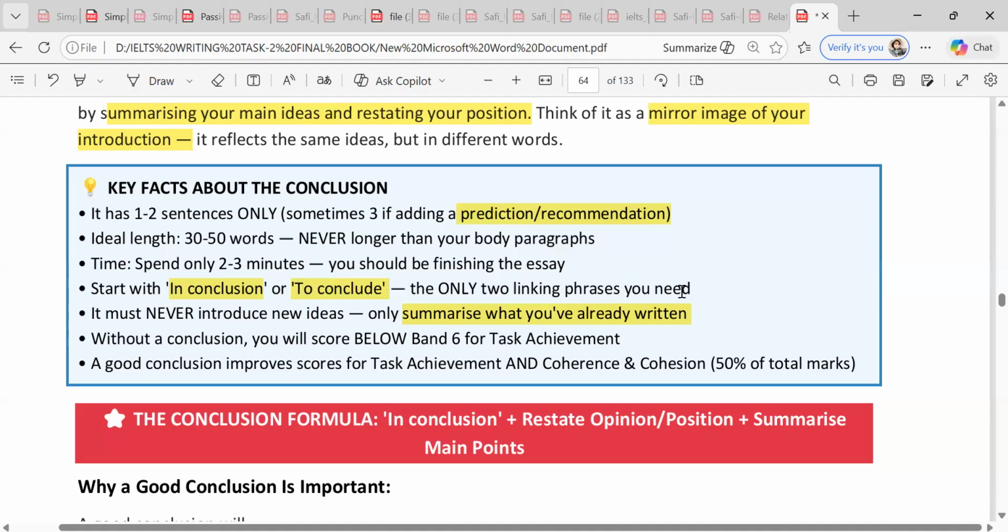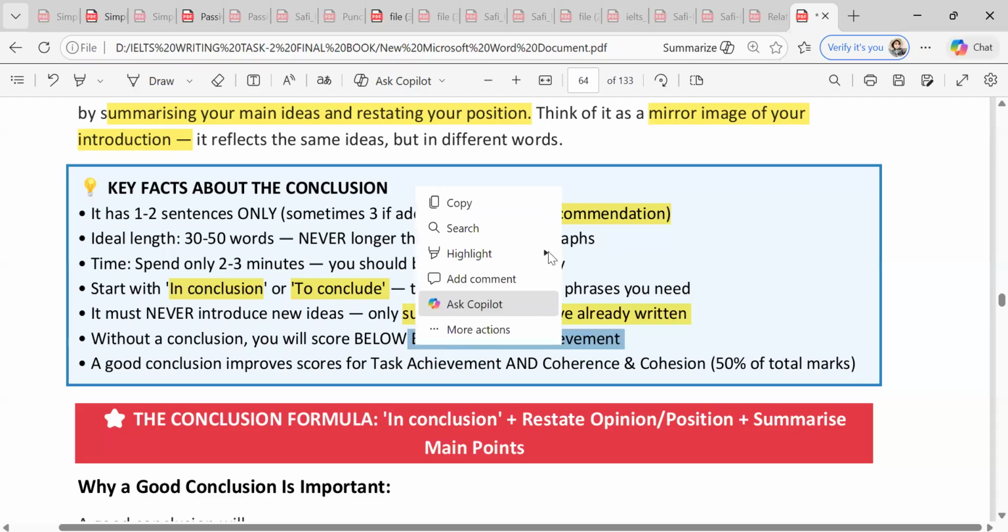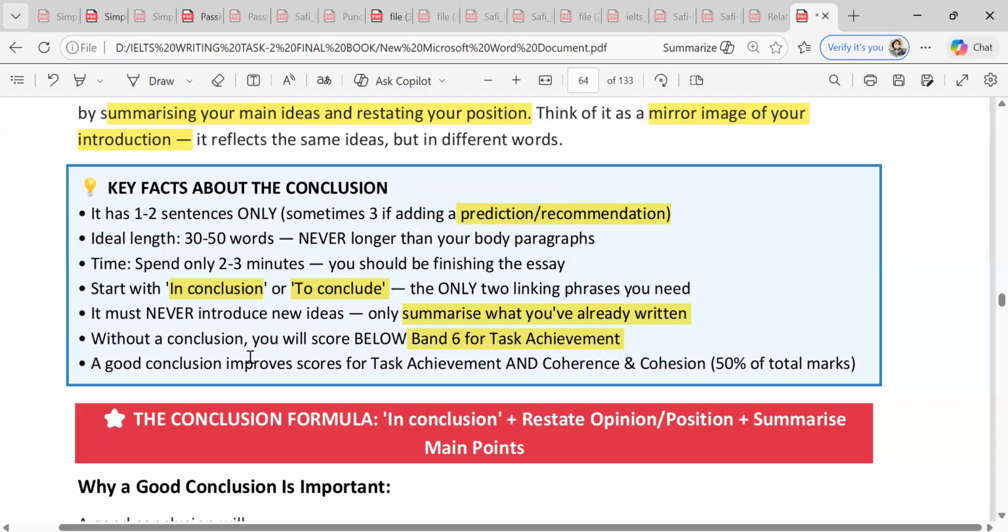Don't use Overall, don't use In general, In a nutshell, never use them. You have these two linking phrases: either start with In conclusion or To conclude. And as I mentioned, never introduce a new idea. Without a conclusion, you will score below 6 for task achievement. Why? Because you don't have a conclusion. One of the paragraphs is missing.